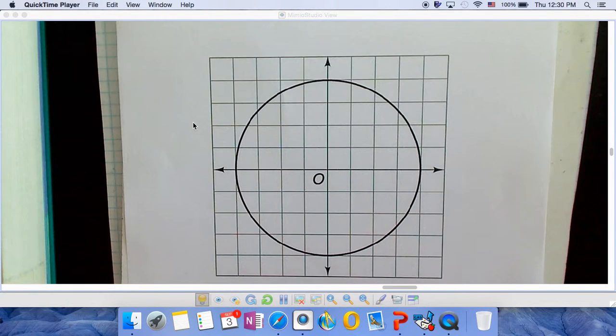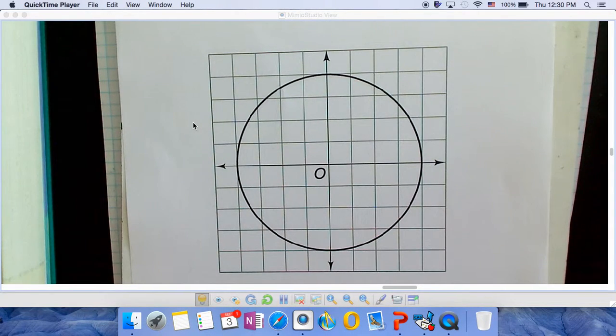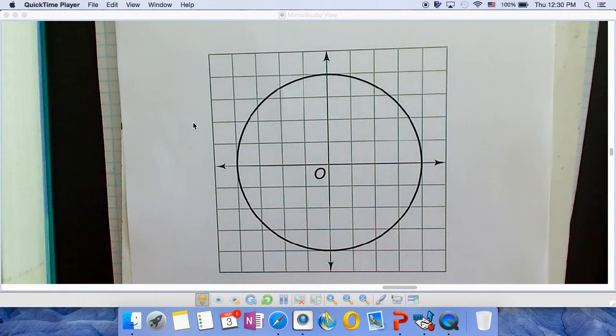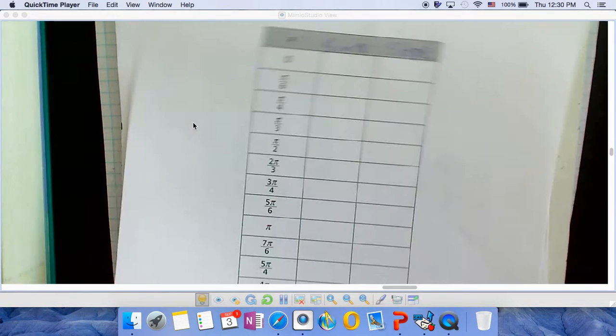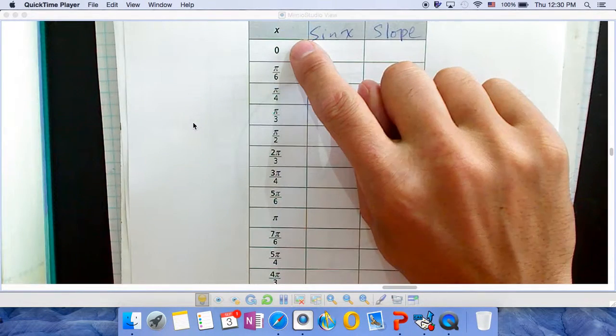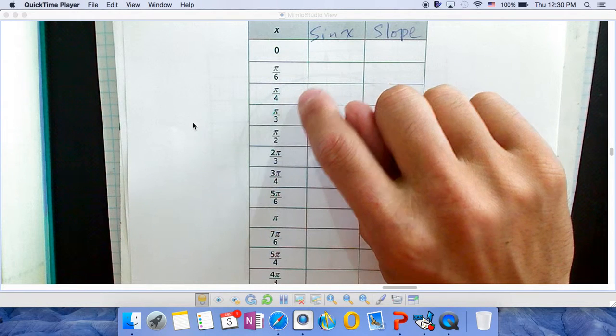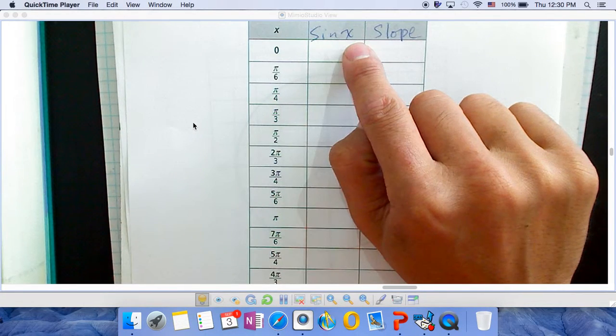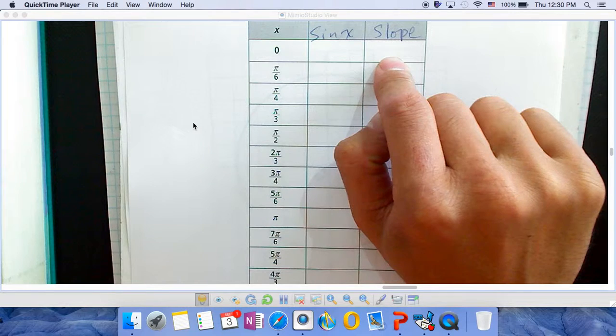This is the video to go over problem number 1 on page 25. So we are going to figure out, when the radian is 0 and pi/6 and pi/4 and so forth, what the sine of x is, and then we're going to find the slope as well.